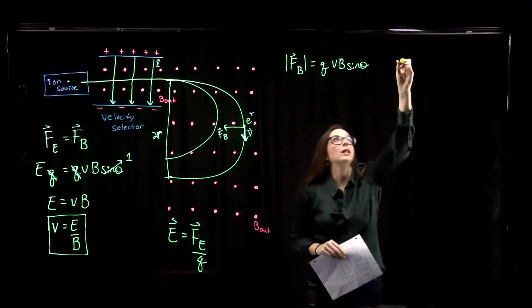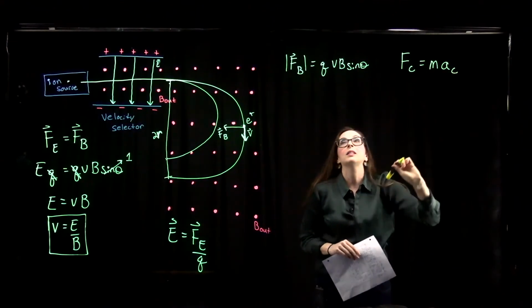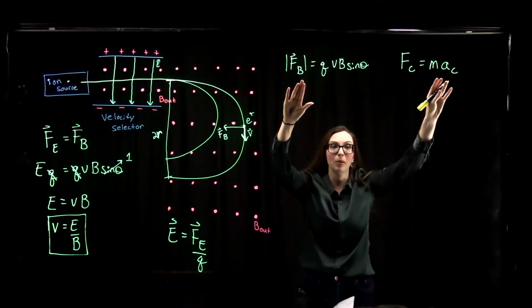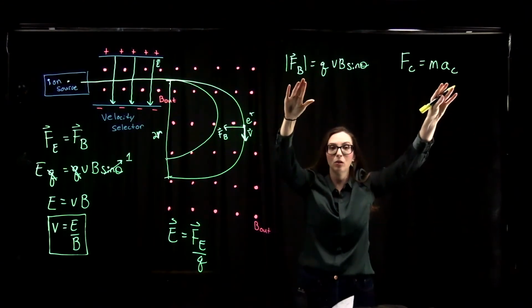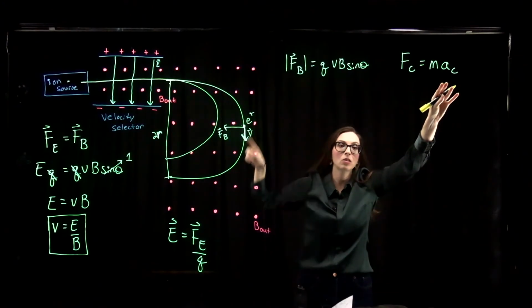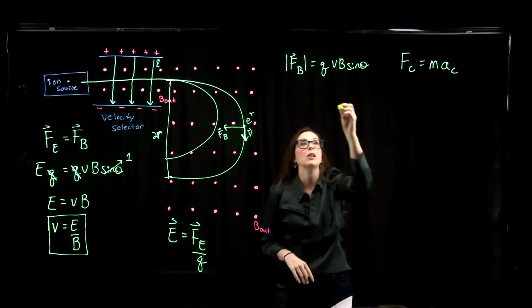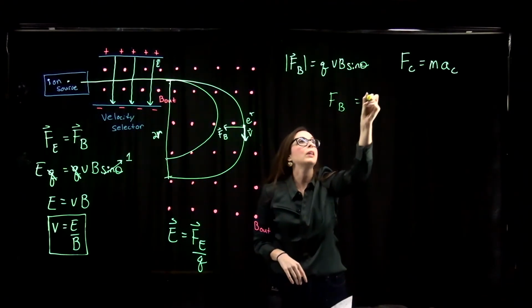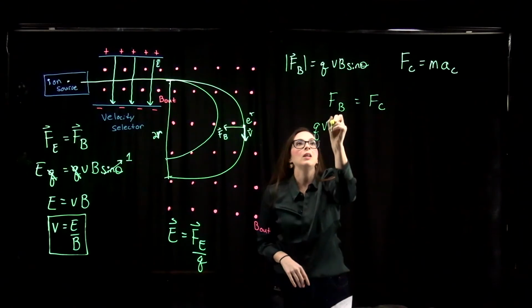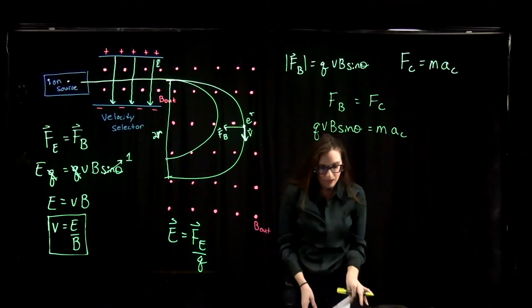That particle then experiences a centripetal force, which is equal to its mass times its centripetal acceleration. It is this magnetic force that's causing this centripetal acceleration. So we can set these two equal to each other in order for this particle to continue to execute the circular path. Its magnetic force has to equal its mass times centripetal acceleration. So FB will equal FC. Our magnetic force was QVB sine theta, and that equals the mass times the centripetal acceleration.